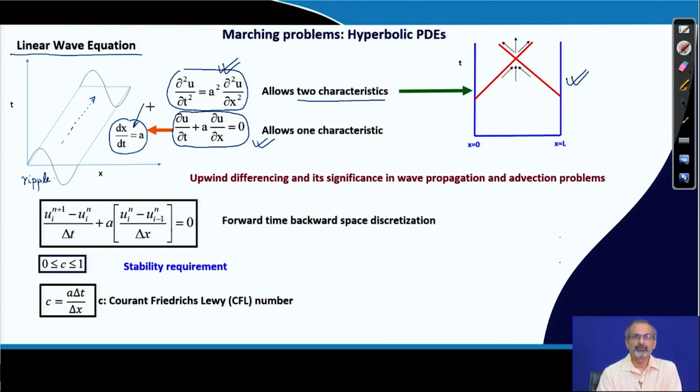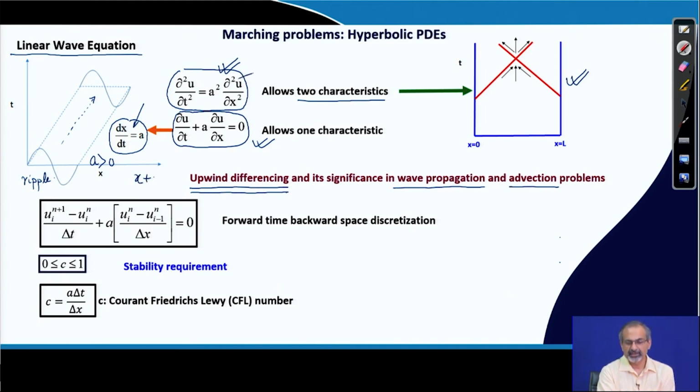Now, when you try to solve it using finite difference method, it is very important to understand what is called the concept of upwind differencing. This is a problem of wave propagation or advection, and in these kinds of problems you have to be very careful about the direction from which the signal is propagating, the direction from which the disturbance is propagating into the domain. In this case a is positive, therefore, the disturbances are propagating towards the positive x direction.